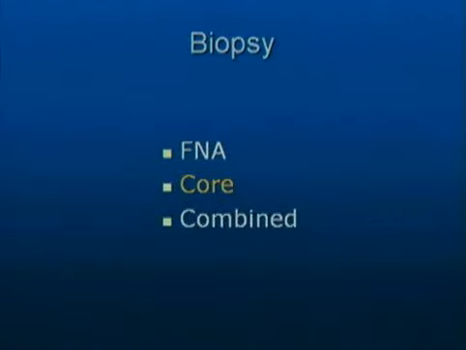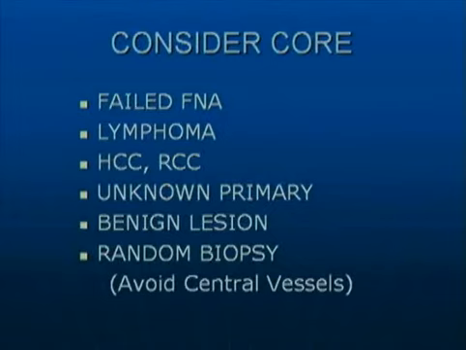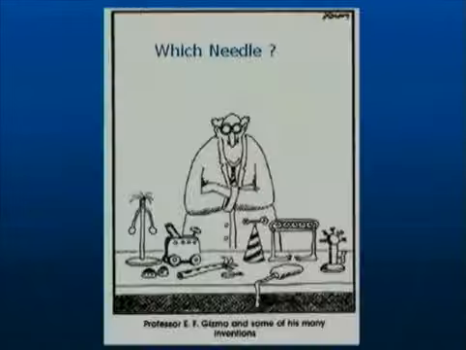Finally, when will I do core? Well, there's a whole host of different reasons. For instance, if somebody's failed with FNA or I failed with FNA. For lymphomas, it may be very helpful. More so for HCC than RCC. We do a lot of biopsies for potential renal cell carcinomas, and we found that FNA is helpful, but core is also good. However, for hepatomas in the liver, core is much more helpful than FNA. If we have an unknown primary, or we're going to do a random biopsy, or we suspect a potential benign lesion.